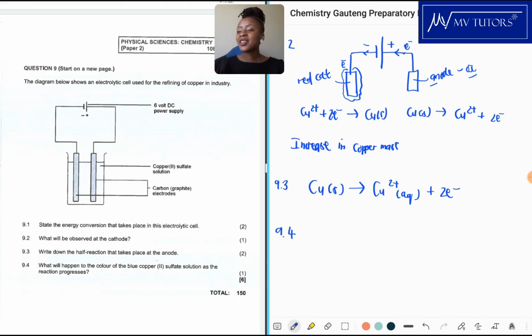Now the last question: what will happen to the color of the blue copper sulfate solution as the reaction progresses? It will become lighter in color. You'll have your blue, and then it will start getting a light blue until it becomes clear. It's only one mark. Becomes clear. And that's it.